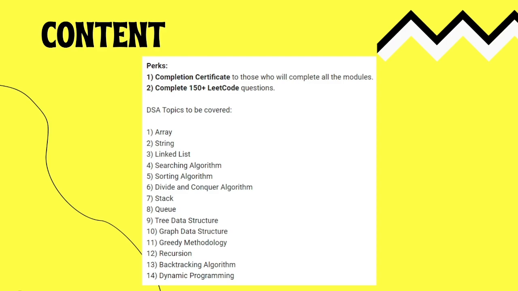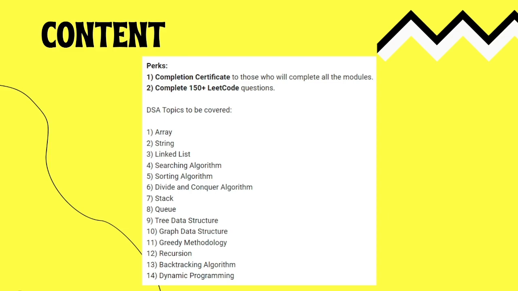So MAANG is nothing but Microsoft, Amazon, Netflix, and Google. It's just a layman phrase for that, right? Along with DP, we have graph and tree data structures, which are again very popular. But of course, we are going to start with the basics.